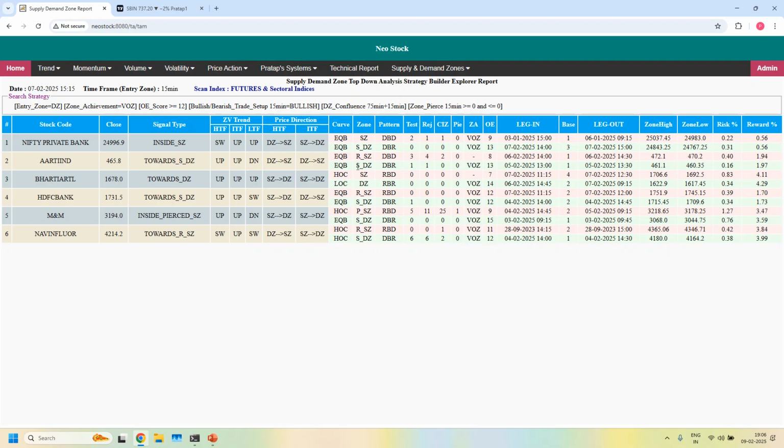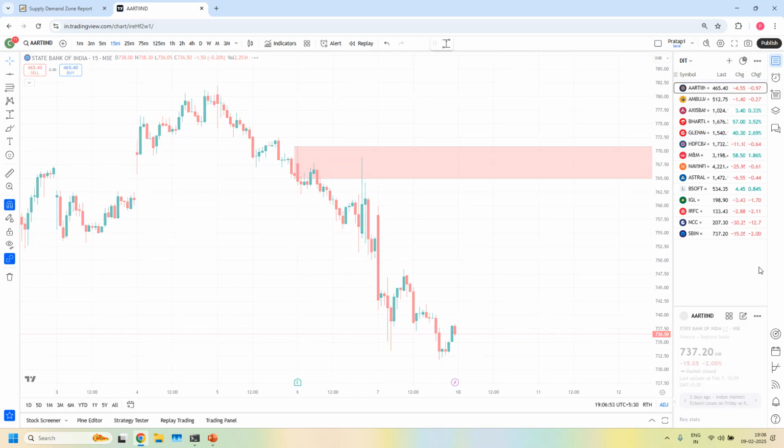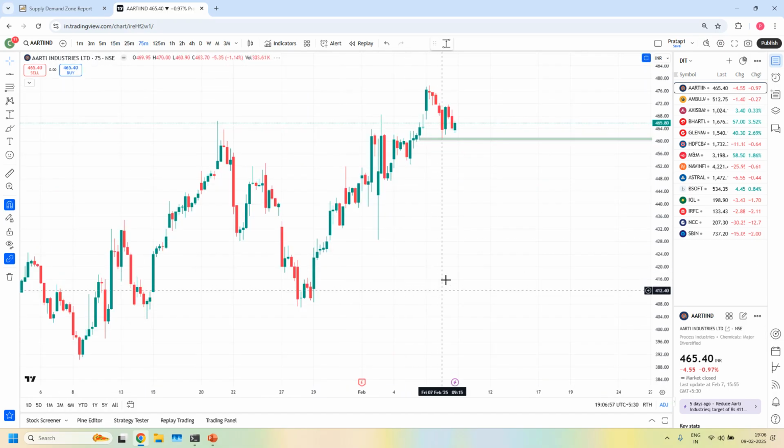That means these 15 minute demand zones are overlapped with 75 minute demand zones. So what I am going to do now is add 75 minute zones into these stocks. First one is RT Industries. Let me go to the RT. Now I am changing the time frame to 75.